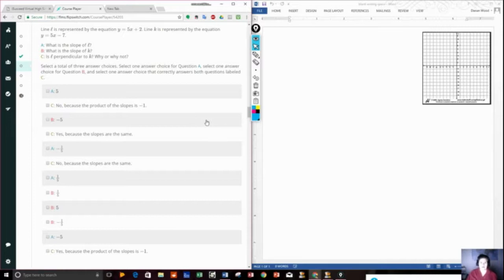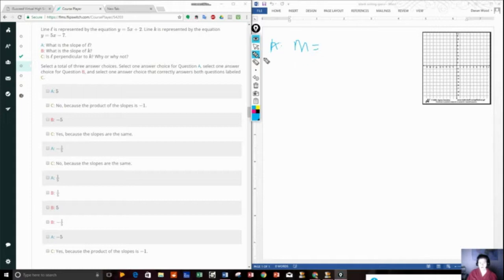And what is the slope of L? What is the slope of K? And is L perpendicular to K, yes or no? Select a total of 3 answer choices. Select one choice for question A, select one choice for question B, and select one answer choice for question C. Alright, so it's asking for our slopes. So for A, what is the slope of line L?